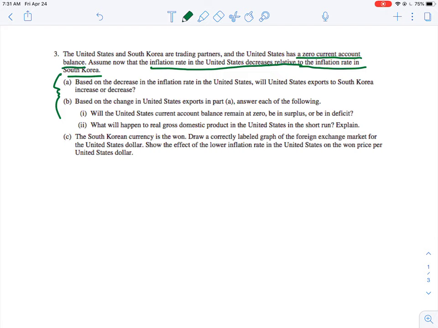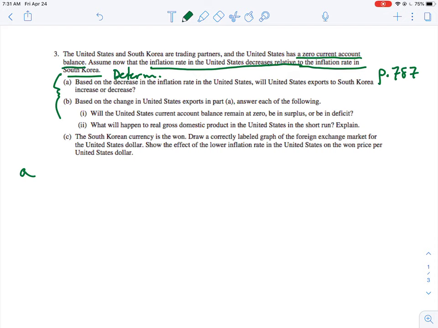Okay. So remember, page 787 in the textbook is what talks about all of the individual determinants. And if you're going to care about international foreign exchange markets, then those determinants are really, really important. All right, so let's do A. Based on the decrease in the inflation rate, will United States exports to South Korea increase or decrease?